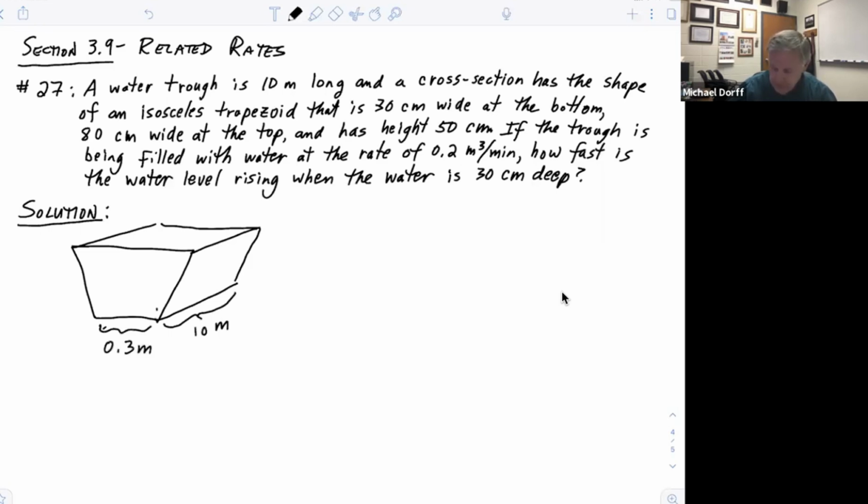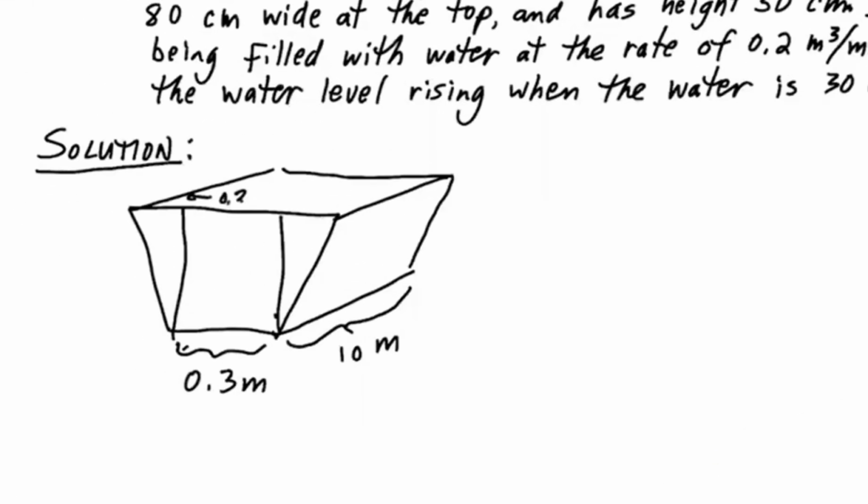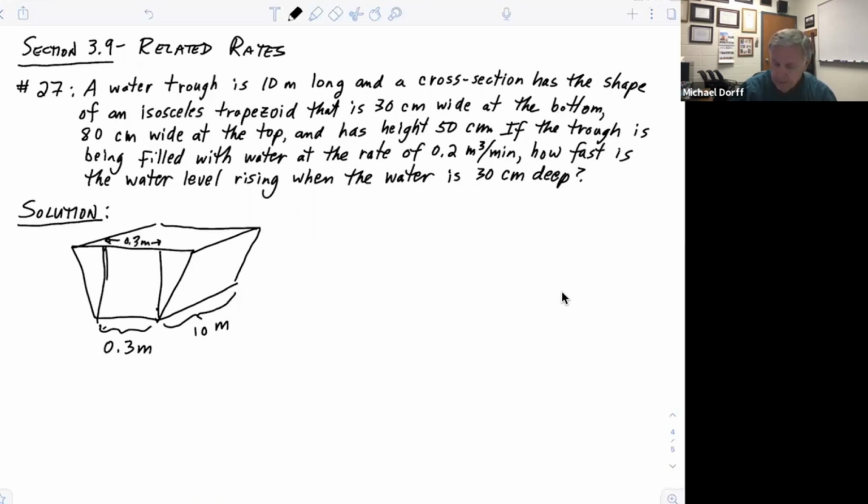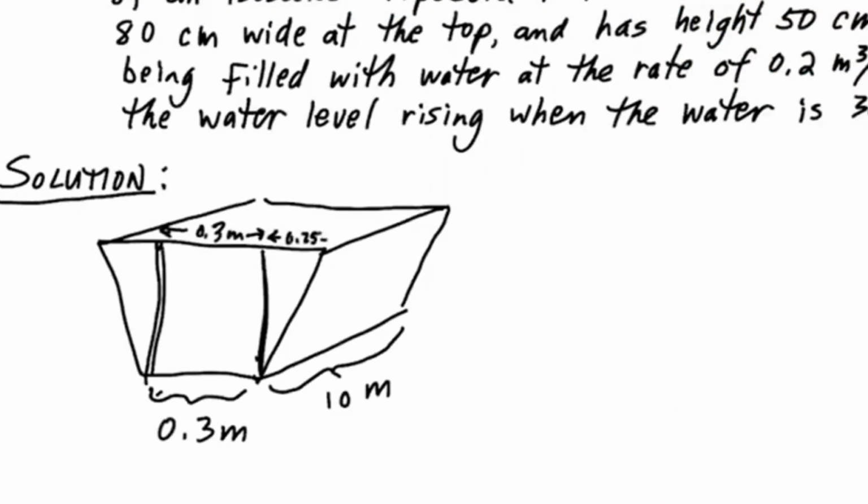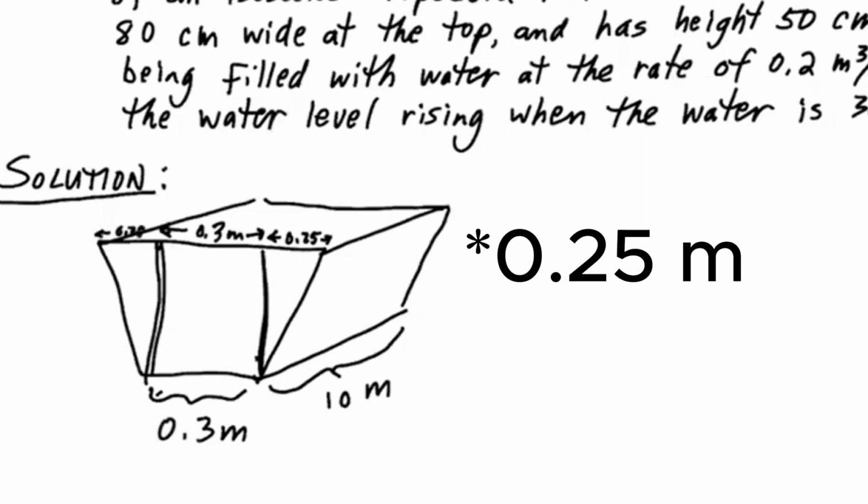If I now draw these straight up here, it will help me determine the distances and lengths. At the top here, I've got 0.3 meters if I just went straight up like that. Those are straight lines there. So the total top, though, is 80 centimeters, which is 0.8 meters. And since it's isosceles, they have to be the same amount on both sides. So this one is going to be 0.25 meters, and this is going to be 0.25 meters.